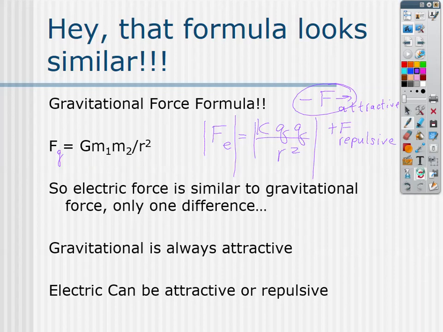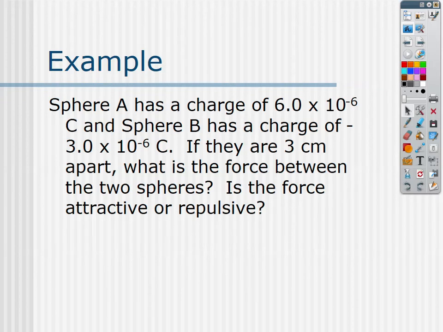All right. So I think we have one more problem. We're done here, so let's say I have an example. I have a sphere with a charge of 6 times 10 to the negative 6 coulombs, and sphere B has a charge of 3 times 10 to the negative 6 coulombs. If they are 3 centimeters apart, what is the force between the two spheres? Is the force attractive or repulsive? Oh, this is poorly written. Negative 3 times 10 to the negative 6 coulombs. So we can answer this second question immediately. I have a positive charge and a negative charge. What does that mean? It should be attractive. This is going to be an attractive force between the two objects.